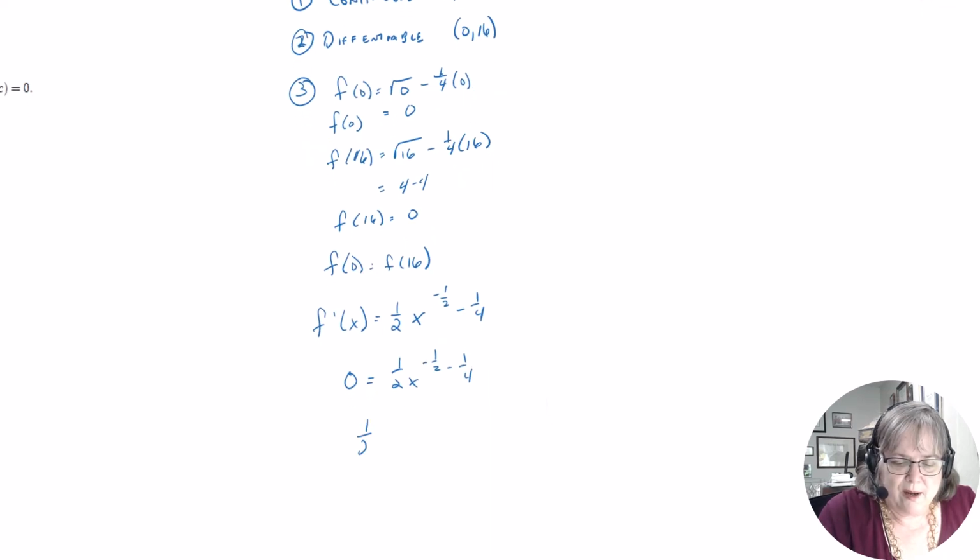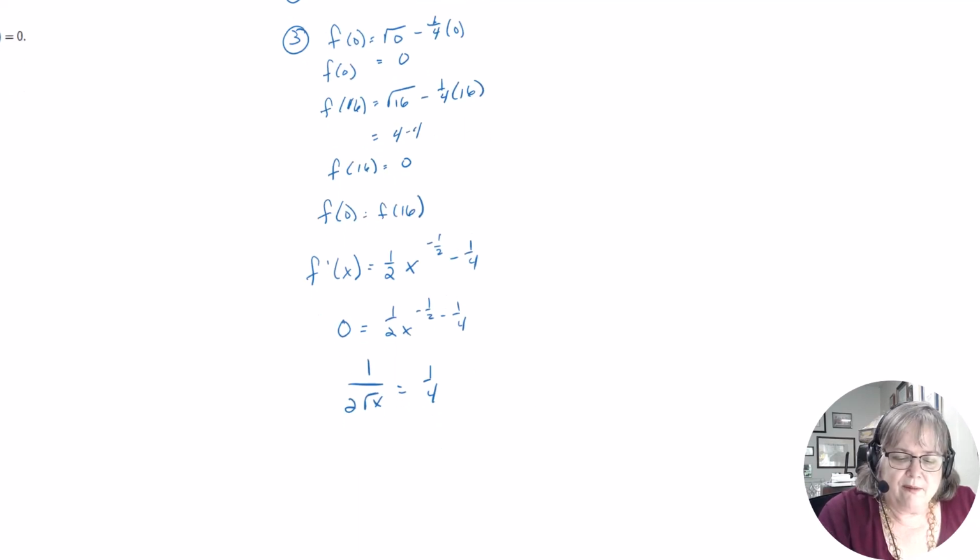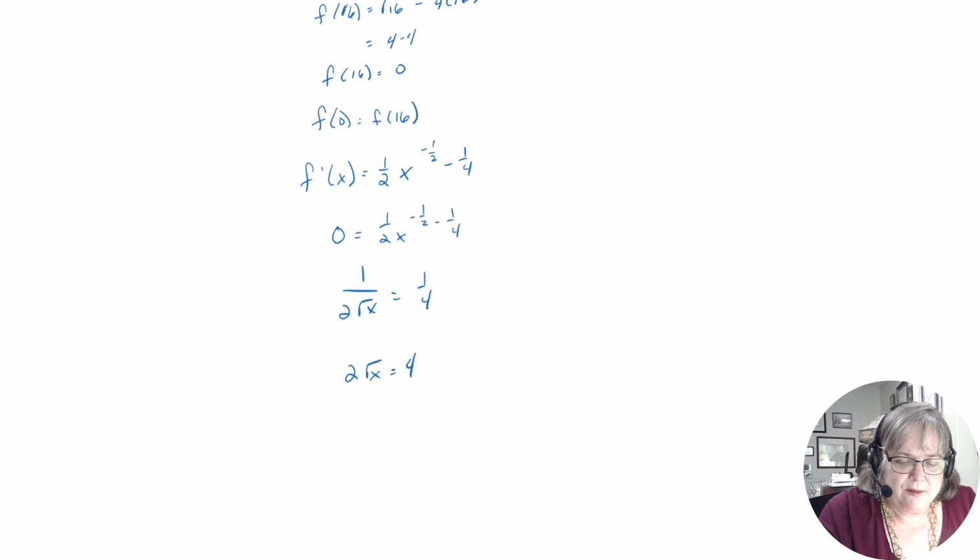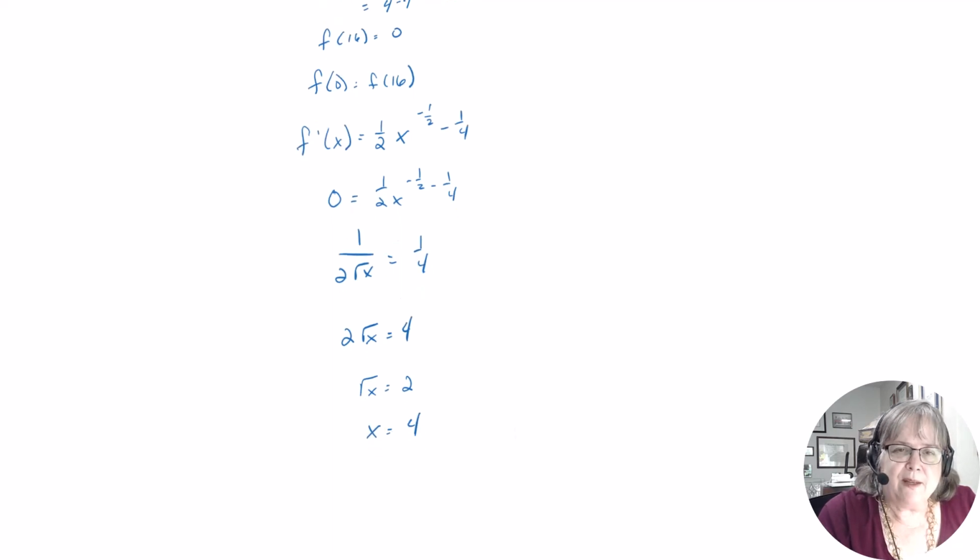So 1/2 x, let's do it this way. 1/2 square root of x is equal to 1/4. And if the numerators are equal, then the denominators have to be equal, or you could cross multiply. So the square root of x is equal to 2. So when you square both sides, you get x is equal to 4. But it didn't ask you what x was, it asked you what c was.